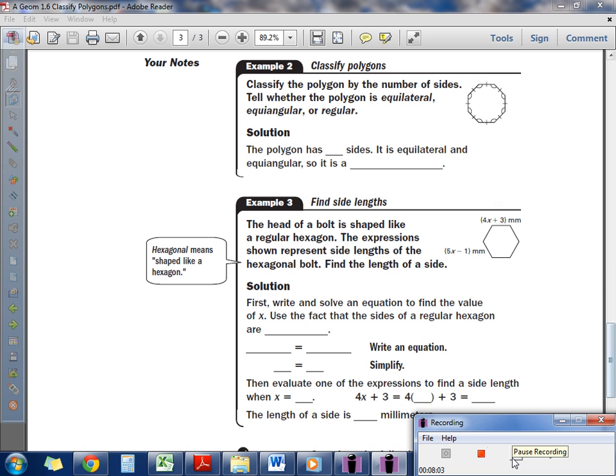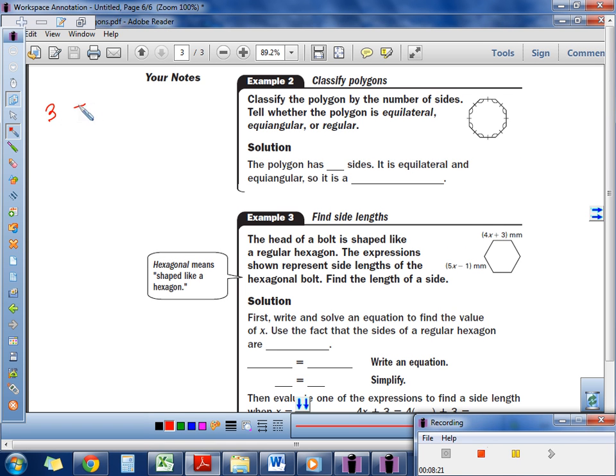In example 2, it says classify the polygon by the number of sides. It says then tell whether the polygon is equilateral, equiangular, or regular. I'm going to provide some help for you. Remember, a polygon generally has 3 or more sides. So a 3-sided shape is called a triangle. Let's write these out. Triangle. A 4-sided shape is a quadrilateral. And you can think of a 4-wheeler being a quad.